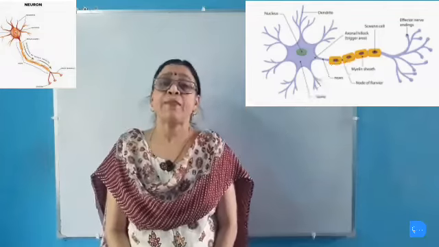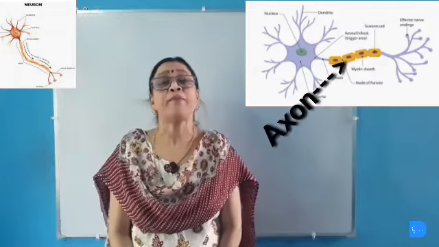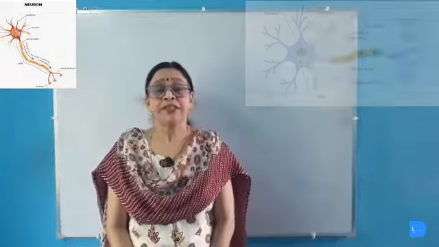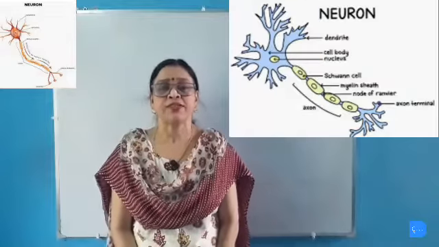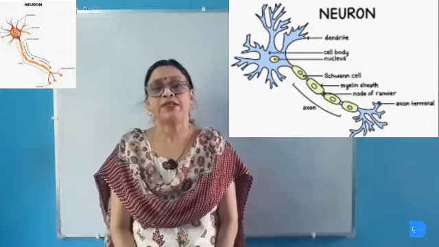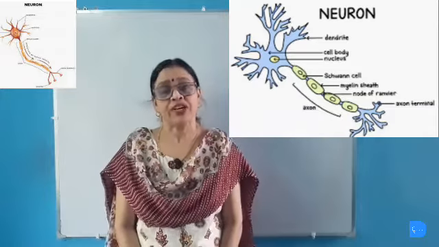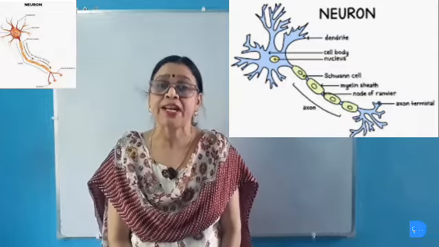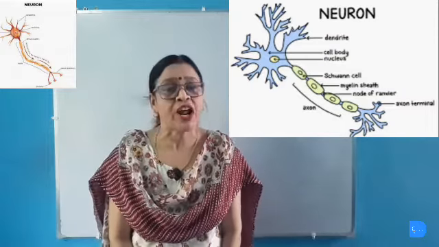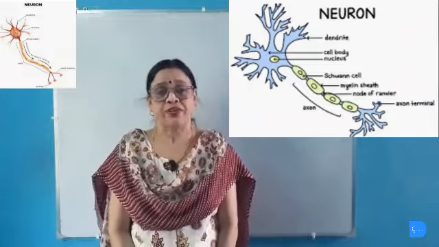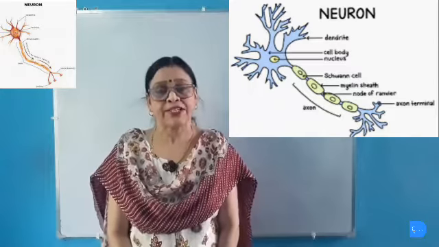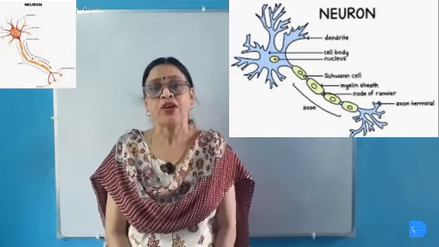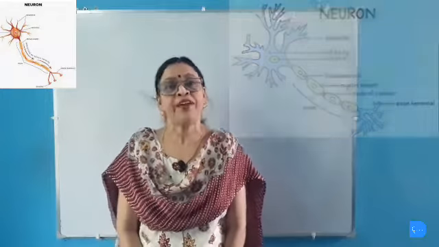Some axons are myelinated, that is, they are covered by a myelin sheath. Myelin is a special type of protein secreted by Schwann cells. This myelin sheath is not continuous. It is interrupted at many places which are known as nodes of Ranvier. In these myelinated axons, the electrical impulses are transmitted in a jumping manner from one node of Ranvier to another node of Ranvier, which is known as saltatory conduction, and in this way the nerve impulses are transmitted in a very fast manner from one node to another node of Ranvier.